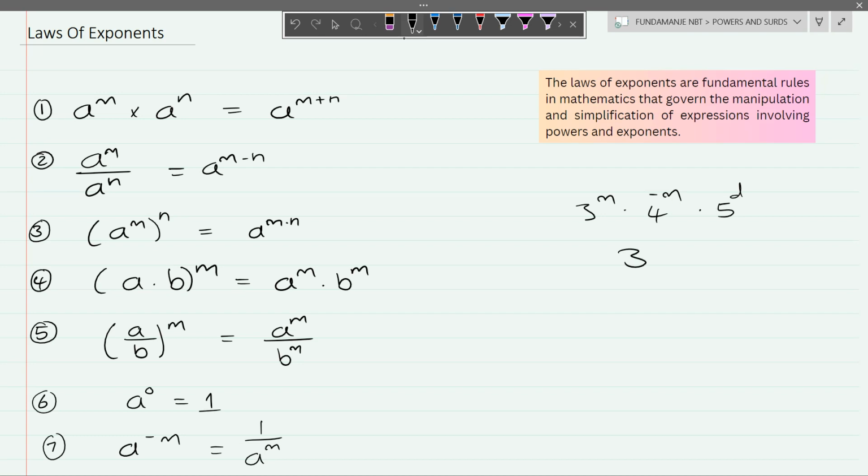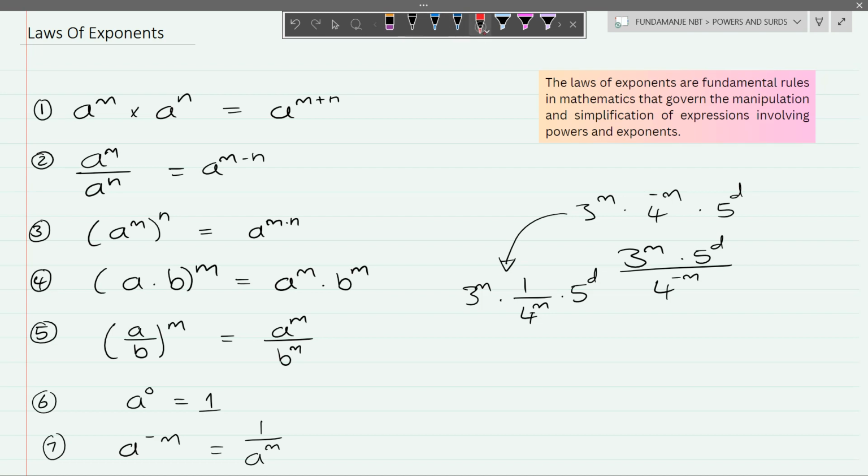So what we do is we have 3 to the power of m multiplied by 5 to the power of d all over 4 to the power of m. And if you're wondering how this came about, the intermediate step would be 3 to the power of m multiplied by 1 over 4 to the power of positive m, and then 5 to the power of d. Then just multiplying the 3m and the 5d such that they're in the numerator of our fraction. So that's generally how we go about that law.